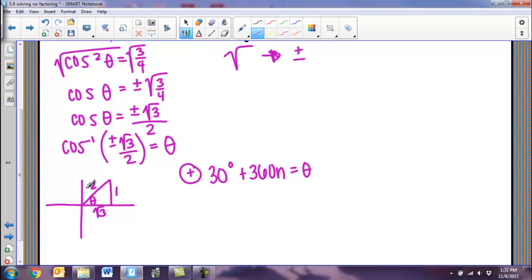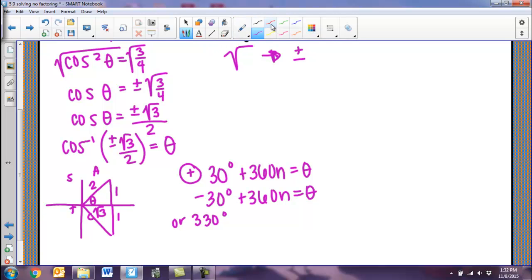Now remember, on your unit circle, there are 2 places where cosine is positive. If we think about all students take calculus, that gets me one down here in quadrant 4, and it's going to be the same reference angle, because all my ratios would work out the same. I can do this one of 2 ways. I could write negative 30 degrees plus 360 n equals theta, or I could find the coterminal angle, which is 330 degrees. Both of those would be correct. So this is my first set of answers.